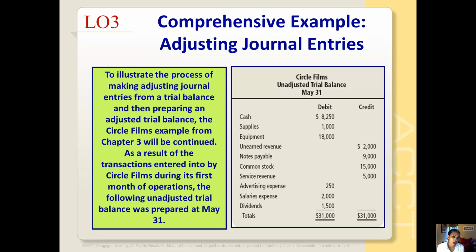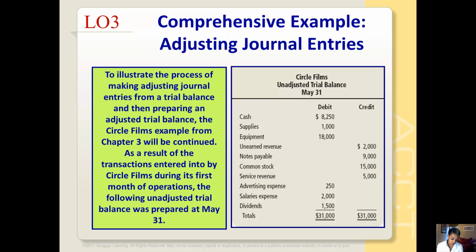Now let's work through a comprehensive example to reinforce what we've learned about adjusting journal entries. To illustrate the process of making adjusting journal entries from a trial balance and then preparing an adjusted trial balance, the Circle Films example from Chapter 3 is going to be continued in this example.